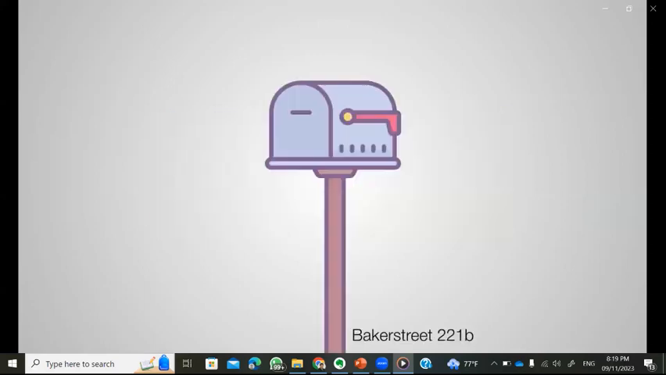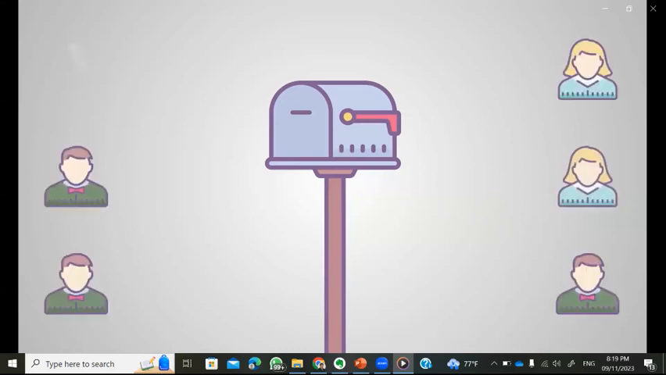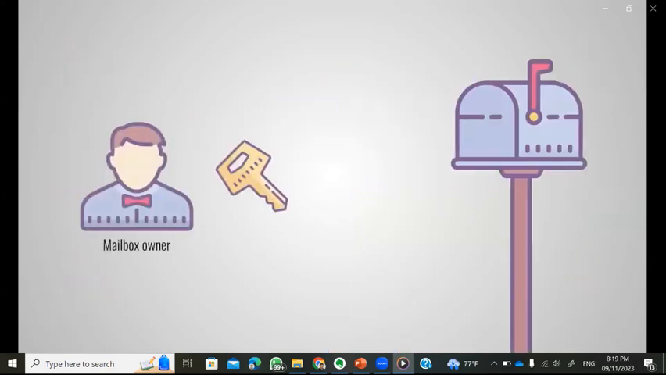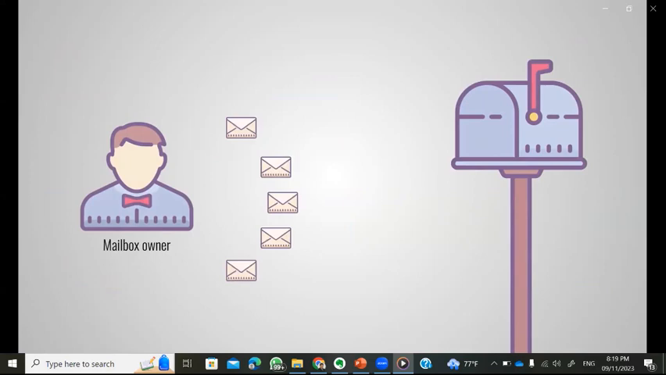It is comparable to a mailbox on the street. The mailbox is exposed to anyone who knows its location. We can say that the location of the mailbox is completely public. Anyone who knows the address can go to the mailbox and drop in a letter. However, only the owner of the mailbox has a key to open it up and read the messages.